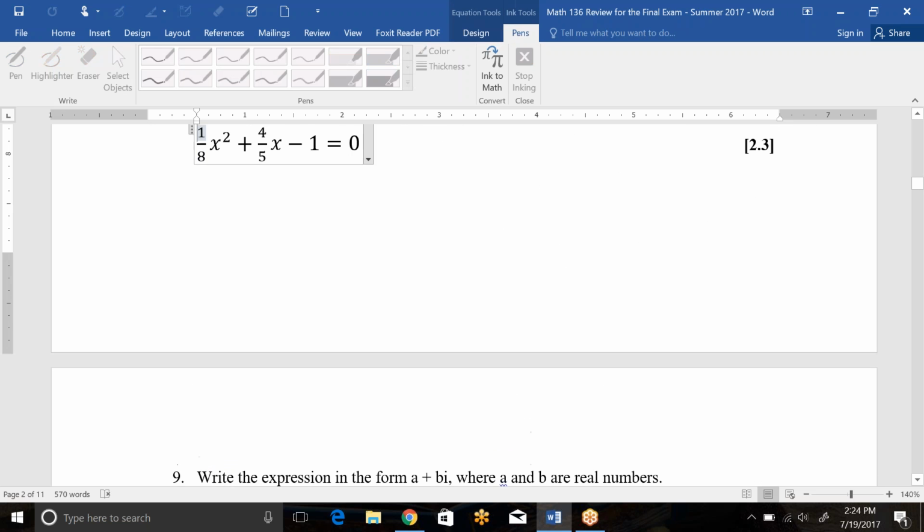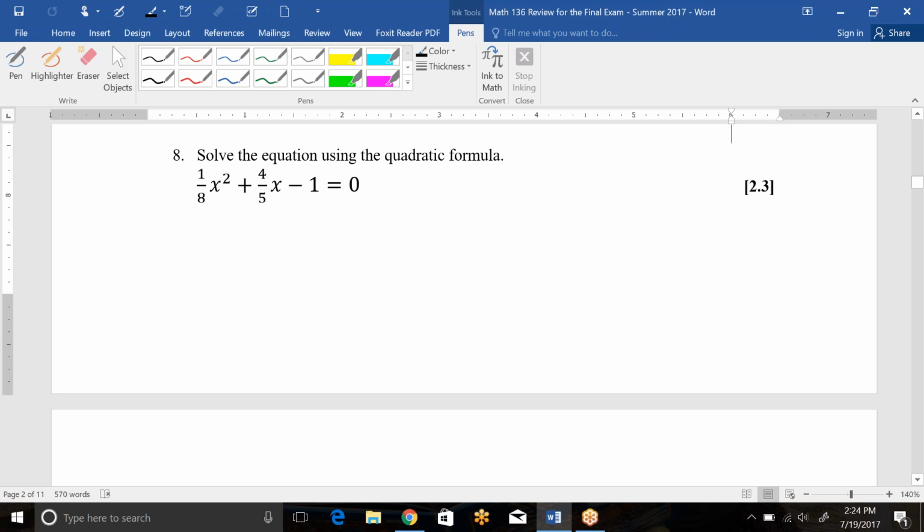Okay, number 8. Solve the equation using the quadratic formula.